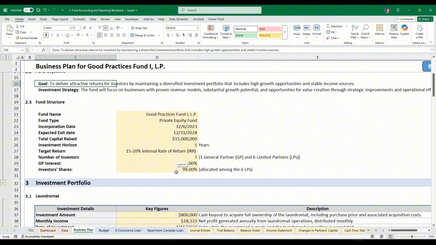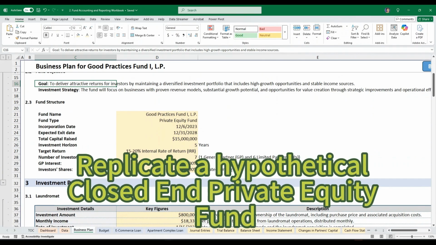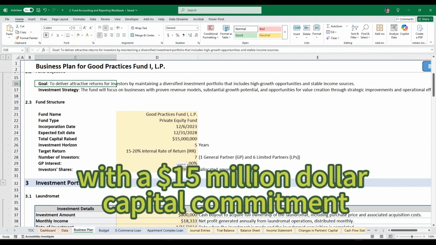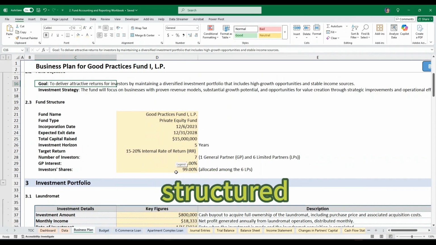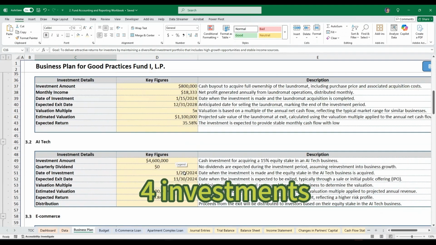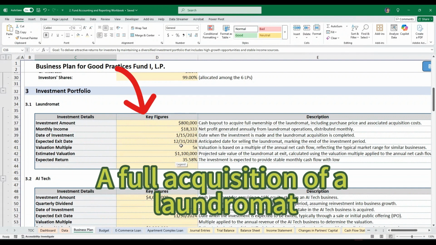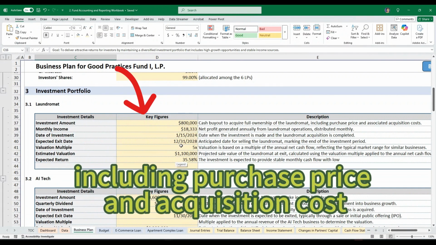The Year 1 model is built from scratch to replicate a hypothetical closed-end private equity fund with a $15 million capital commitment structured across 4 investments. A full acquisition of a laundromat, 100% cash buyout including purchase price and acquisition cost.